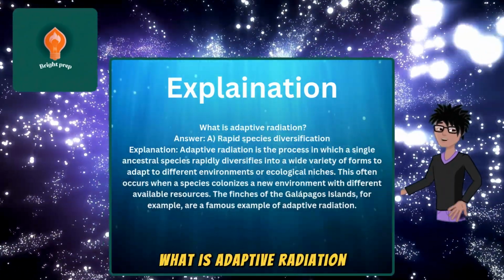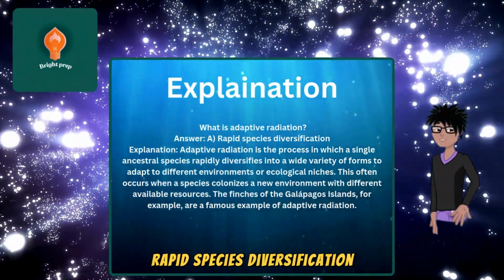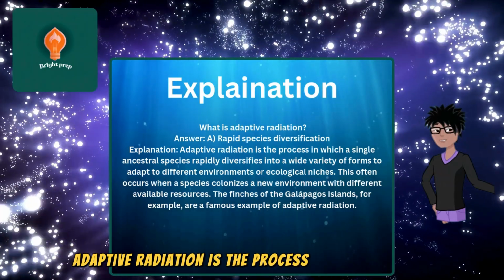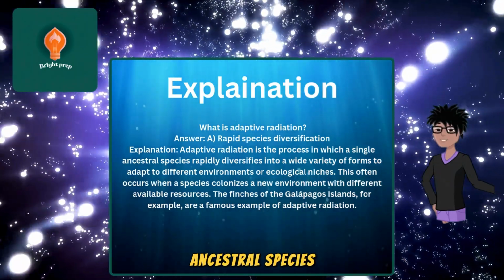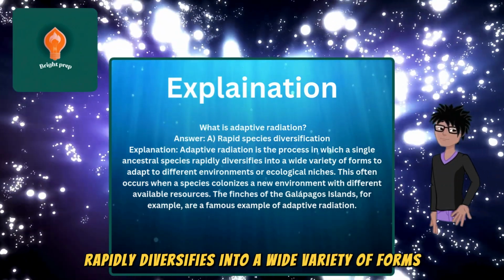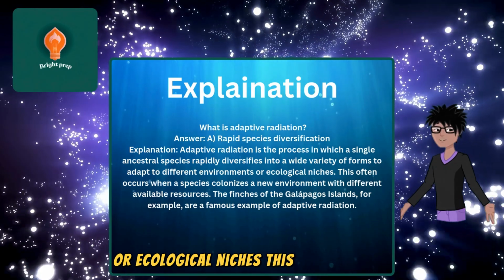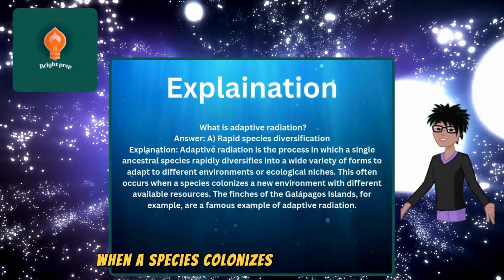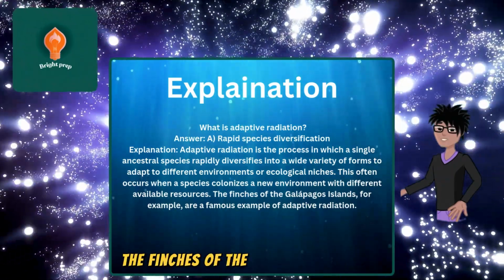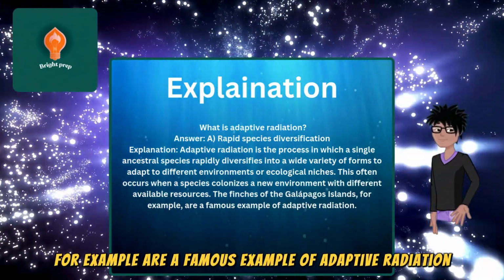What is adaptive radiation? Answer. A. Rapid species diversification. Explanation. Adaptive radiation is the process in which a single ancestral species rapidly diversifies into a wide variety of forms to adapt to different environments or ecological niches. This often occurs when a species colonizes a new environment with different available resources. The finches of the Galapagos Islands, for example, are a famous example of adaptive radiation.